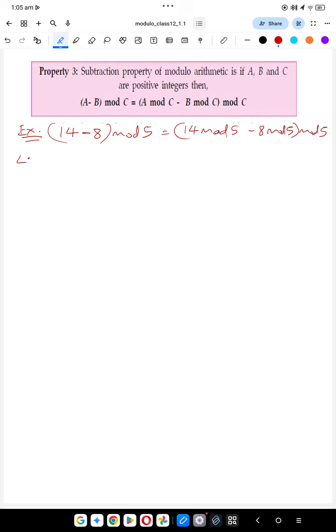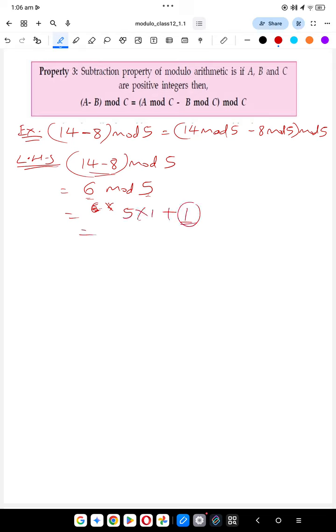So let's solve for the LHS part, which is (14 - 8) modulo 5. 14 minus 8 is what? 6. 6 modulo 5, how much is it? We have to think of the multiple of 5 which is less than 6. So it is 5 into 1 plus 1. So this is our remainder, which is 1.